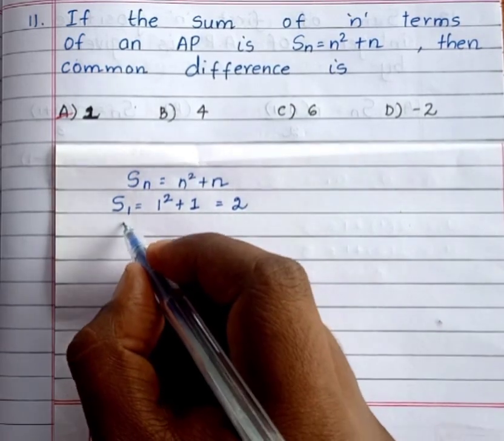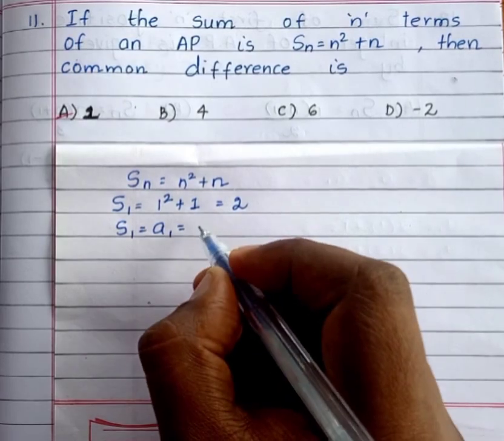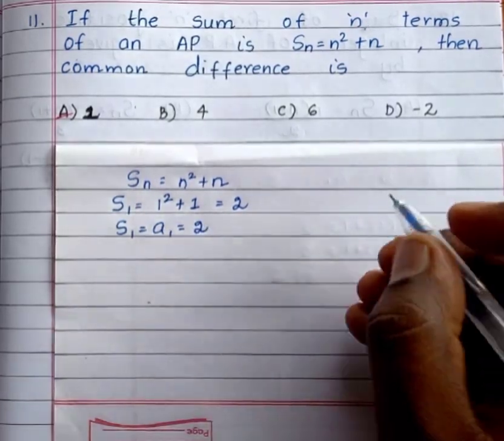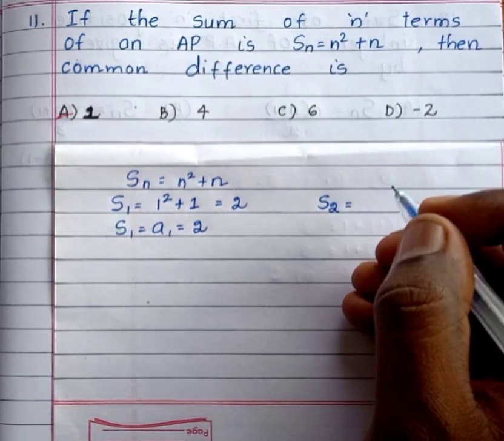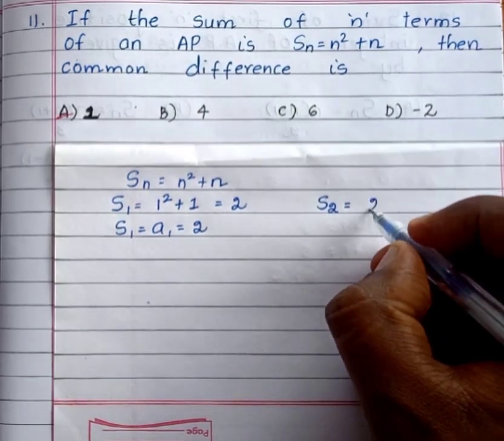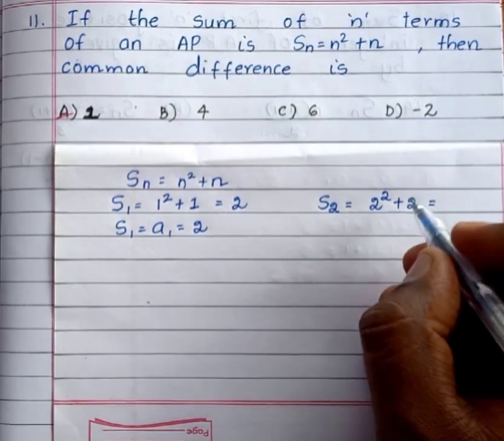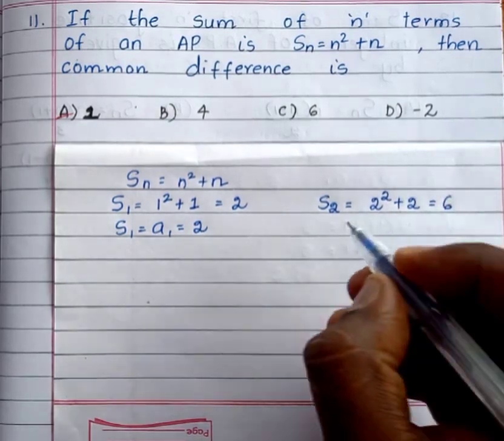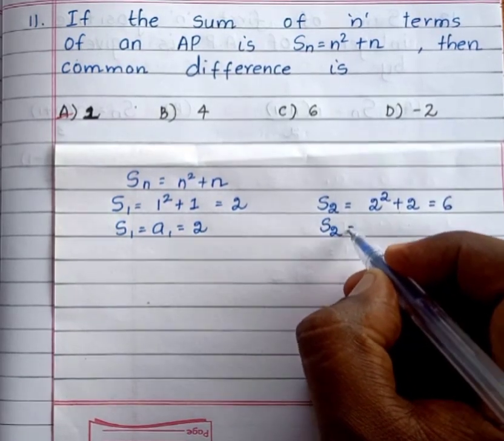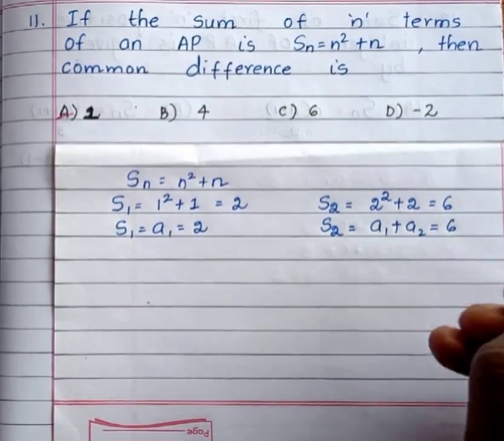In the same way, what is S1? S1 is the sum of one term, that is S1 equals A1, which is equal to 2. In the same way, find S2. Replace n by 2, that is 2 square plus 2. 2 square is 4, 4 plus 2 is 6. Therefore, S2 is the sum of 2 terms, that is A1 plus A2, which is equal to 6.